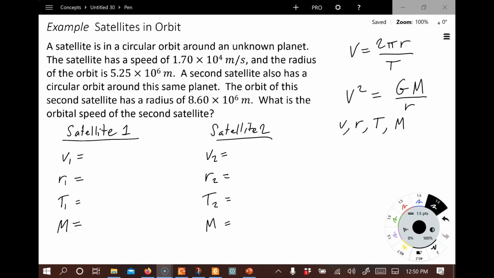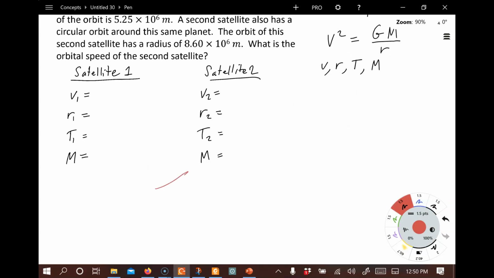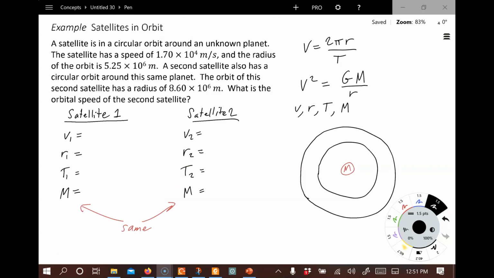If we can get any two of the variables for one of the satellites, then we can use one of the two equations to solve for any of the other information, since they each have three of the variables in them. Now, an important thing, notice that I did not write down M subscripts 1 or 2. Why is that? Well, this is the same because they're both orbiting the same large body. So I've drawn a little picture of the two orbital trajectories and the central mass in the center.